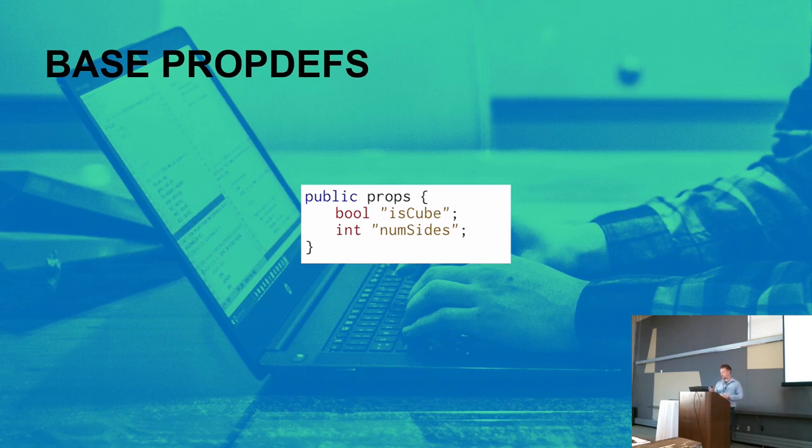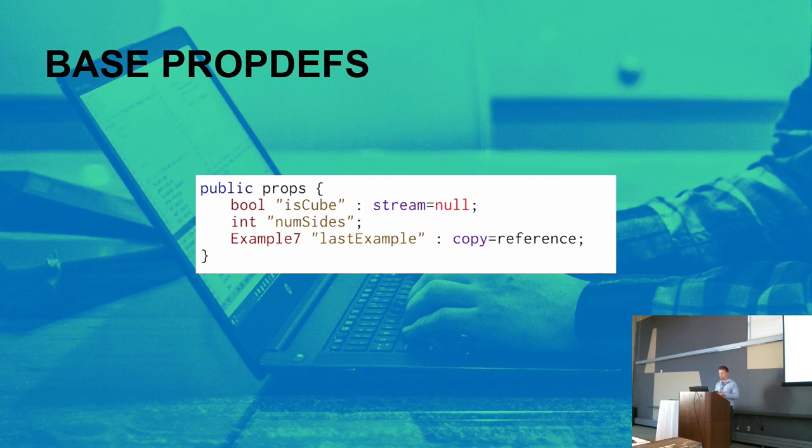Where the base prop def class becomes more useful is when you start adding arguments to it. For those of you who haven't seen the PropDef class, you can add certain arguments to it to indicate how it gets stored and saved and streamed or whatnot. So here I'm saying that this cube is stream null. So whenever this object gets saved out, that value in the prop data is just going to get nuked. Copy reference does what it sounds like. Whenever this object is copied, this value in prop data is not deep copied, it's just a reference copy.